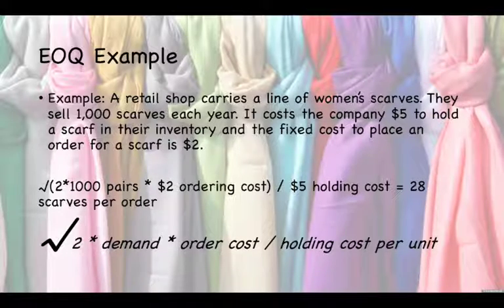In this problem, demand is 1,000 scarves and a $2 ordering cost. We multiply these by 2 and divide by the holding cost of $5. From here, we square root the answer to get a rounded cost of 28 scarves per order in order to meet the retail shop's needs without having an excess inventory of scarves.